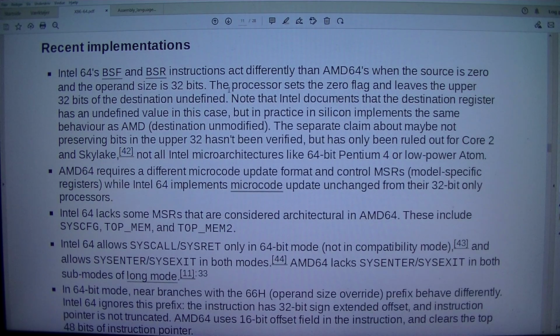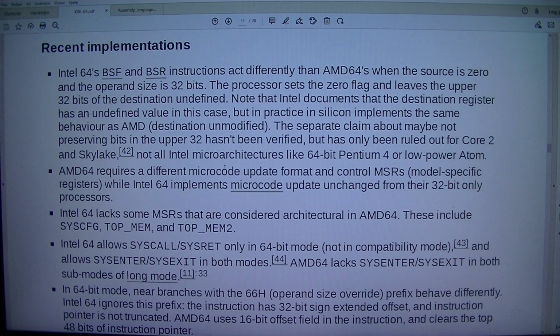Intel 64's BSF and BSR instructions act differently than AMD64's when the source is 0 and the operand size is 32 bits. The processor sets the zero flag and leaves the upper 32 bits of the destination undefined. Note that Intel documents that the destination register has an undefined value in this case, but in practice the silicon implements the same behavior as AMD, destination unmodified. The separate claim about maybe not preserving bits in the upper 32 hasn't been verified, but has only been ruled out for Core 2 and Skylake.